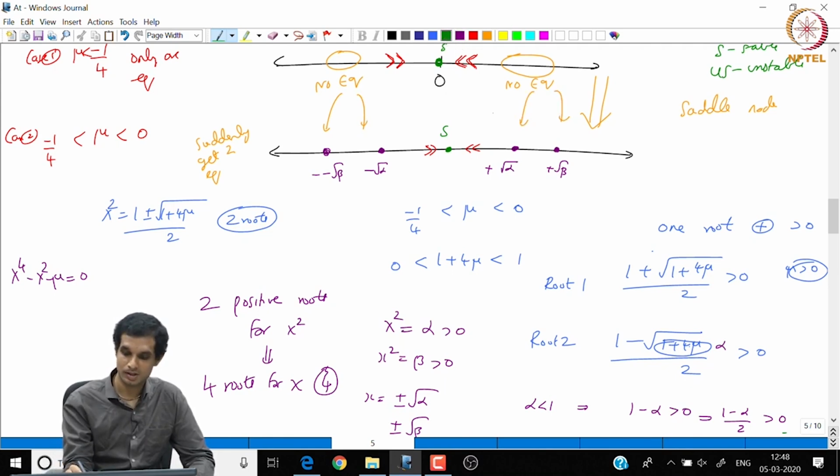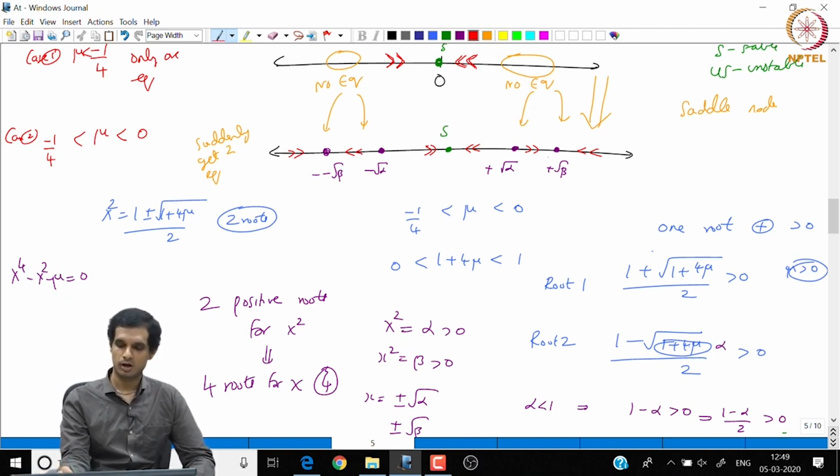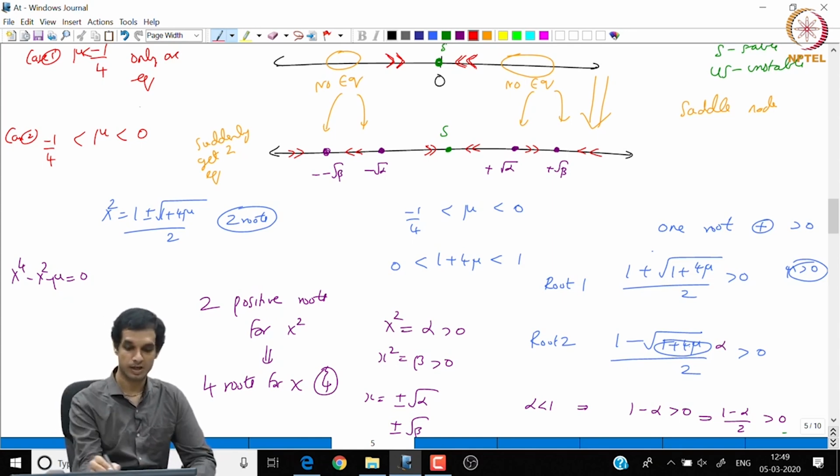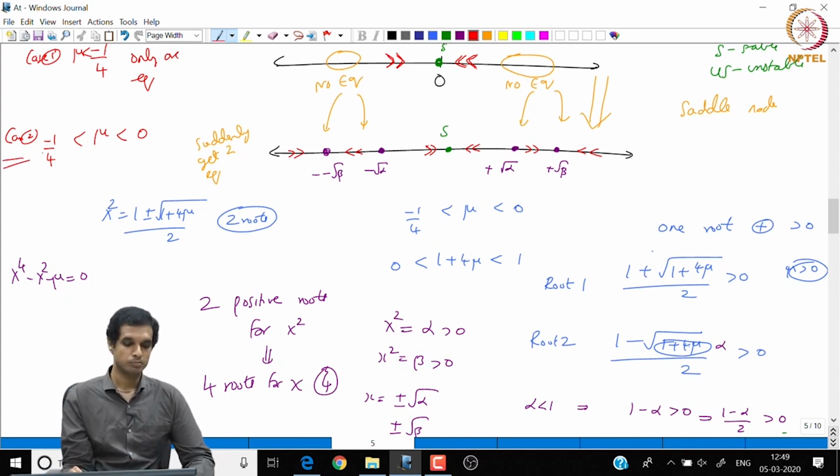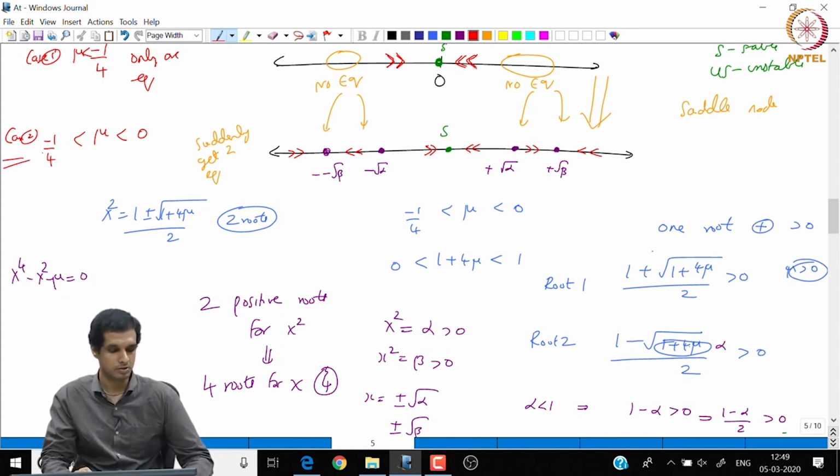So, if you look at the stability by the continuity of the vector field, if this points left, this has to point right. So, if this points right, this has to point left, and if this points left, this has to point right. So, we see that there are 4 equilibria now alternating in stability. So, this is the scenario in case 2, when mu is bigger than minus 1 by 4, but still is negative.